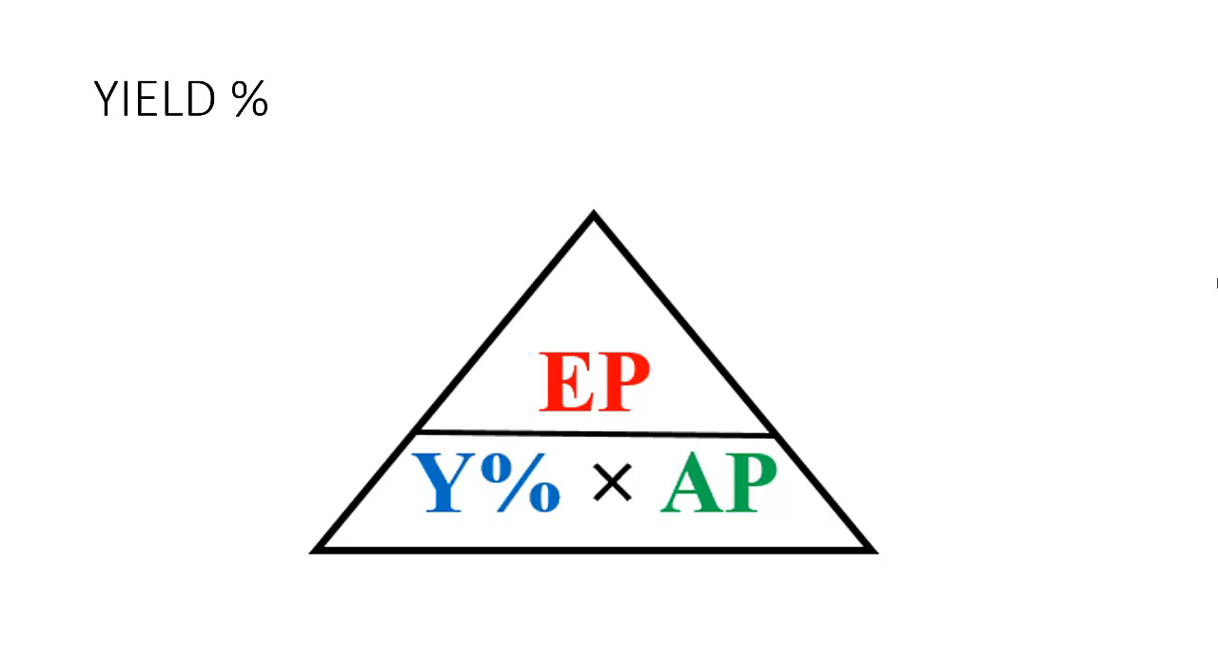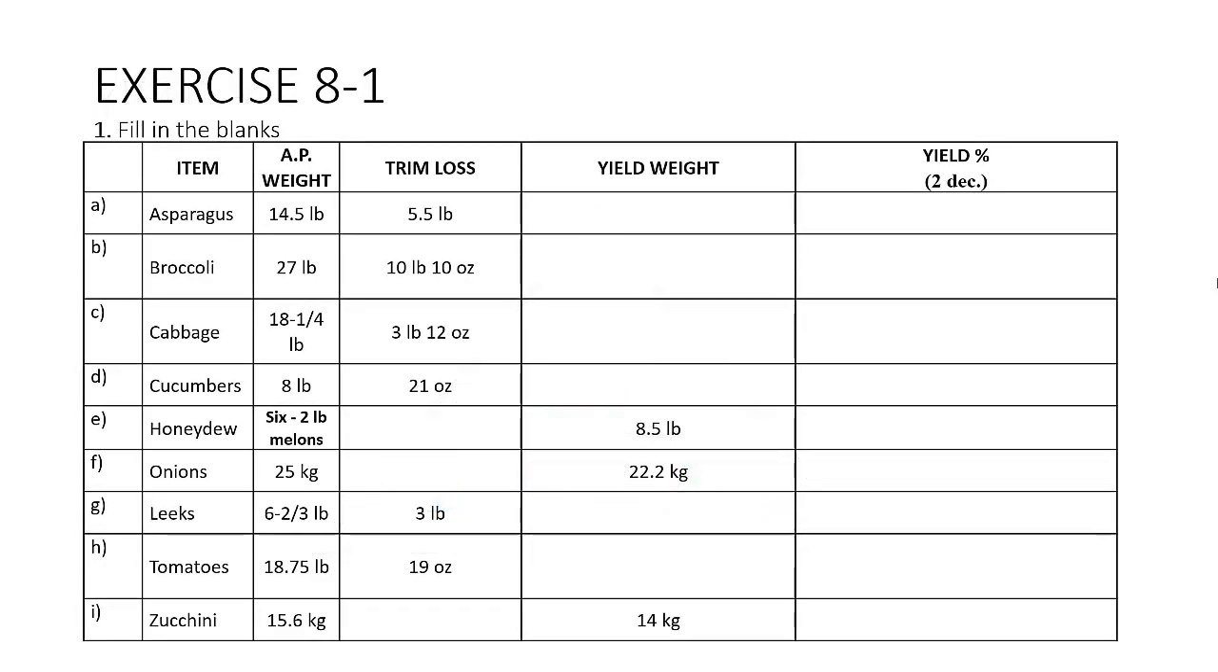If we have the EP and the AP amount, the pyramid tells us to divide and multiply by 100. It'll give us the yield percent. If we have the EP and the yield percent, again, they're on top of each other. If we divide, we will get the AP amount. And the last way we can use the pyramid, if we know the yield percent and the AP amount, then we multiply those two together and it will let us know what the EP amount shall be. Let's put it to practical use.